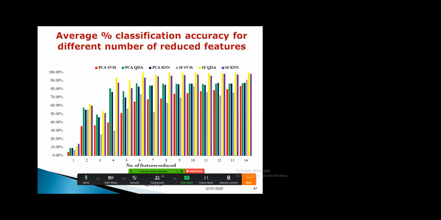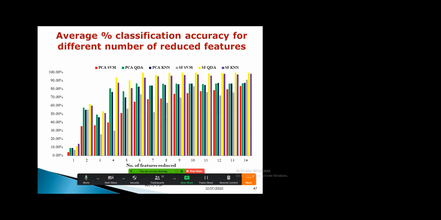The average classification accuracy is shown for different numbers of reduced features. What sparse filtering allows us is, the concept is few to many and many to few. From many features, we can go to few features, and from few features, we can go to many. It's not always that we want to reduce. Sometimes we also check with a higher number of feature points to see if we can extract something important.